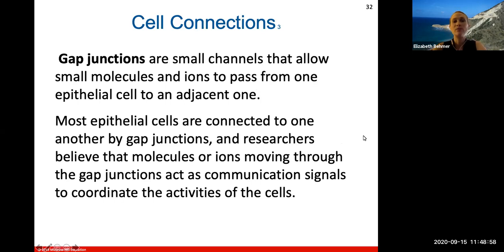Gap junctions will be channels. So gap junctions will be some sort of channel that allows molecules and ions to pass from one cell to the next. Researchers believe that molecules or ions that move through the gap junctions will act as some sort of communication signal to coordinate the activities of all the cells. So a gap junction is like a channel that allows certain things to pass through between the cells.